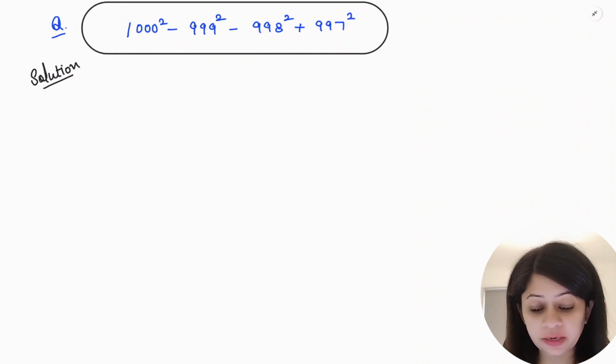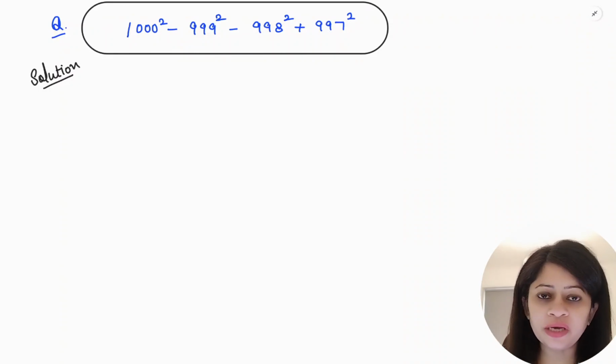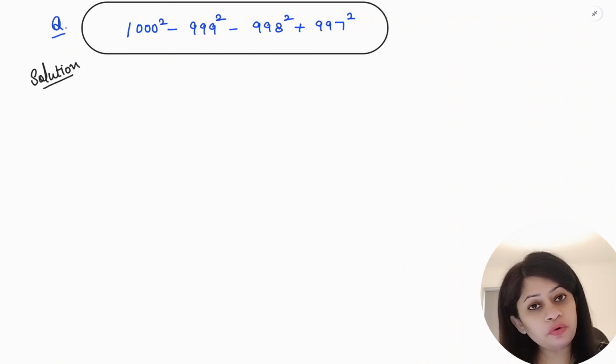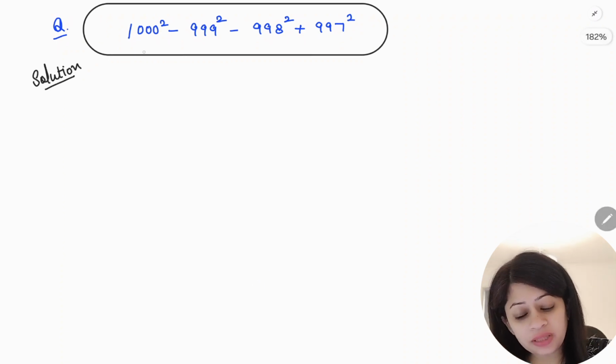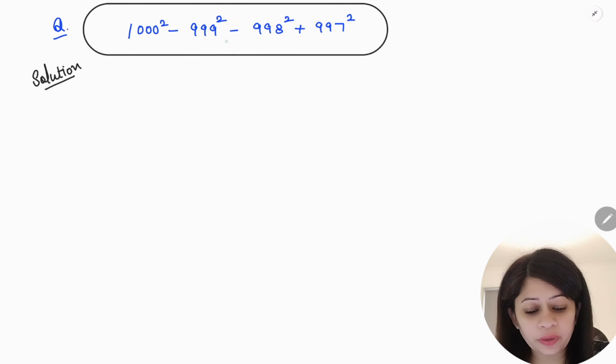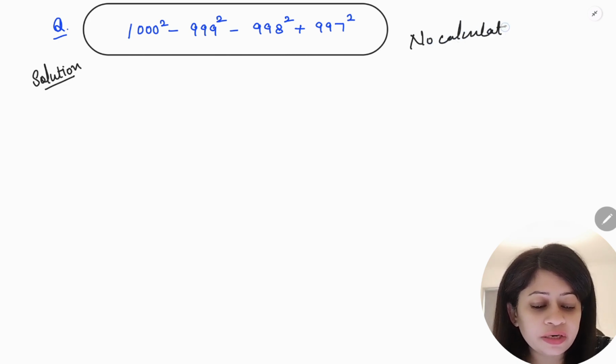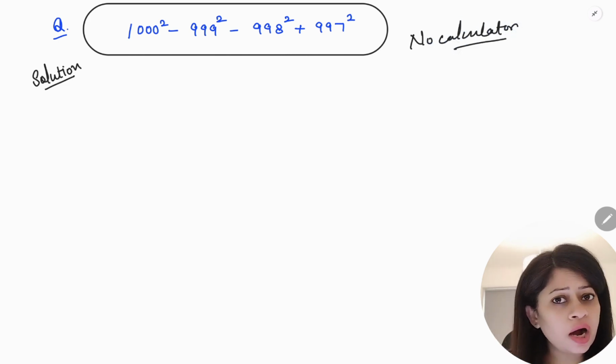I am Upasana Taneja, and in today's video we are doing a question where we need to find out the value of 1000 square minus 999 square minus 998 square plus 997 square, and we cannot use a calculator. Okay, calculator is not allowed here. So how should we proceed in these types of questions?